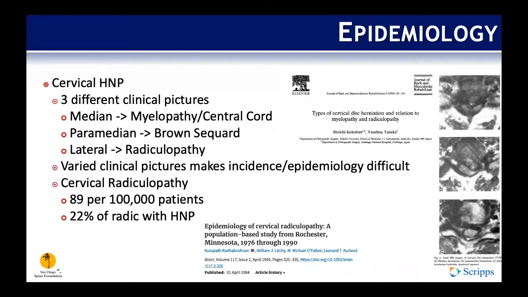could be an hour or 2 hour talk in and of itself. And so I'm going to try to just focus on what Mr. Jones has going on, which is a lateral or radiculopathy picture.